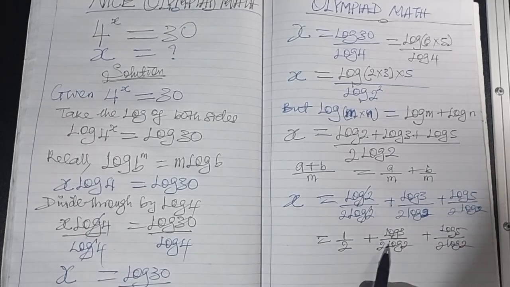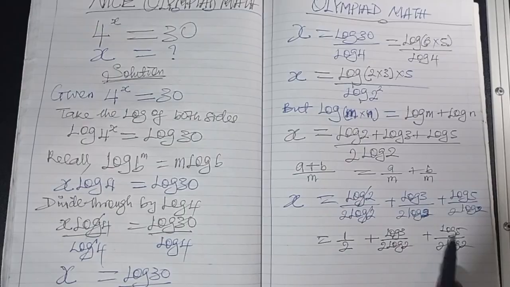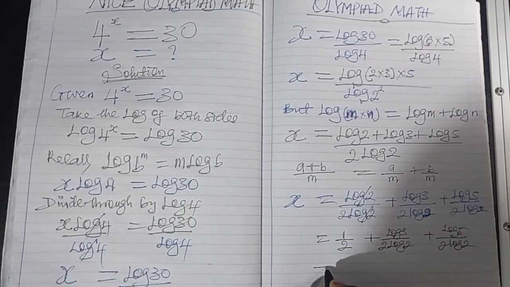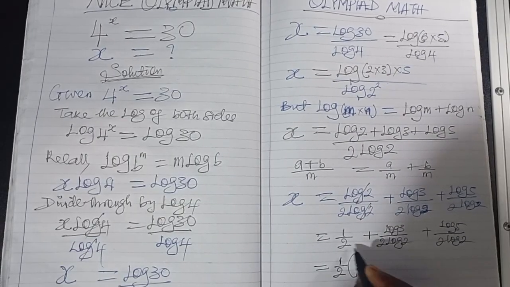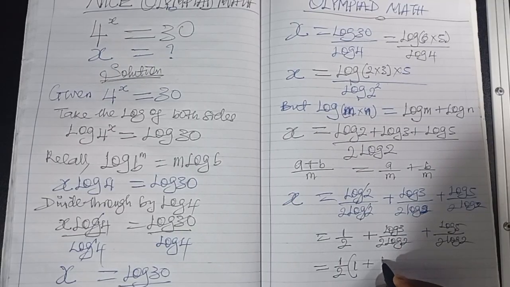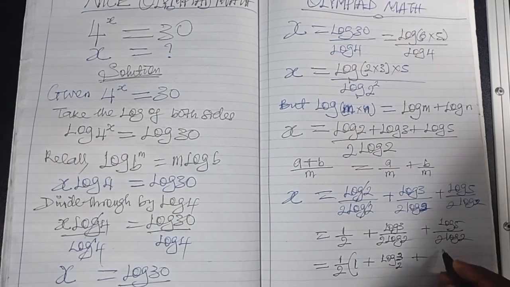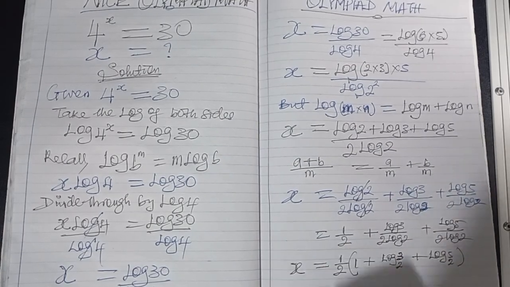Good. Another thing we are going to do, let's change the base of this, and then factor out 1 over 2. Alright, so we can easily have 1 over 2 brackets 1 plus log 3 base 2 plus log 5 base 2. Okay, this is the value of x. Good.